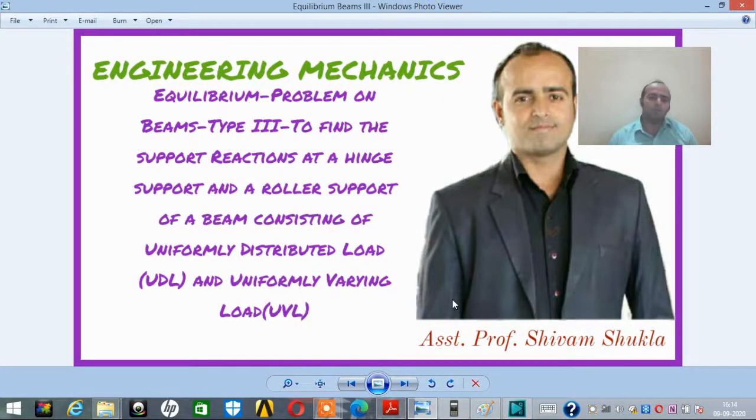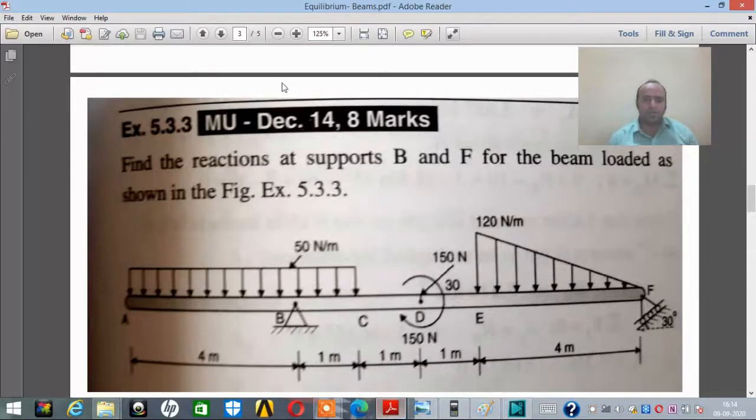Here again I am to solve a problem on engineering mechanics. It's a problem on statics, problem on equilibrium, problem on beams type 3, to find the support reactions at a hinge support and a roller support of a beam consisting of uniformly distributed load and uniformly varying load. The question was asked in December 2014 for 8 marks.